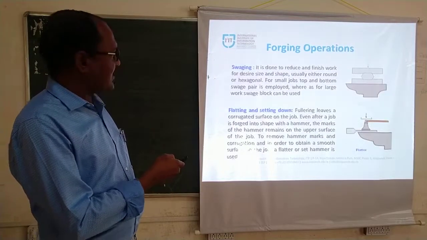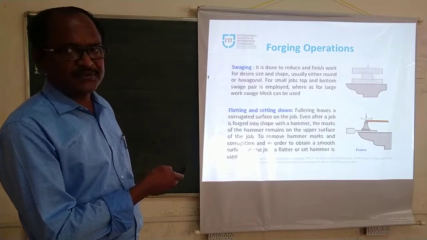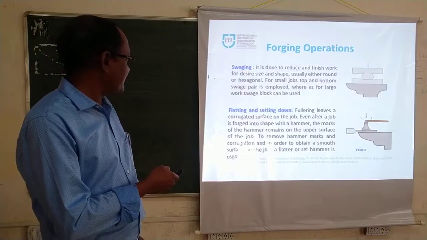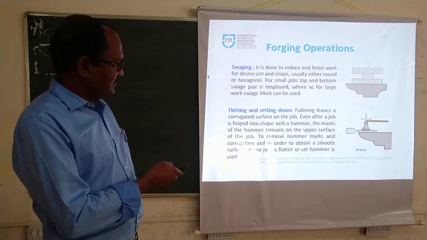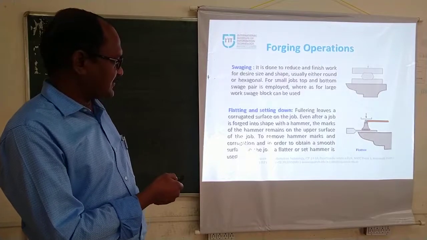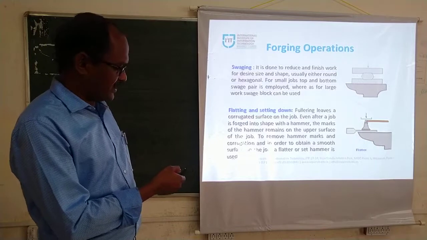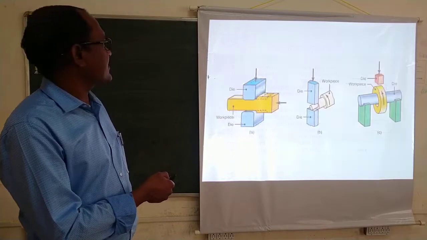Swaging operation means what? You are giving a hexagonal or some square shape to the workpiece. So that is the swaging operation. Flattening and setting down, this is the flattening, means you are giving a flat surface to the workpiece by means of a flatter. This tool is called a flatter, means a flat surface you are producing.